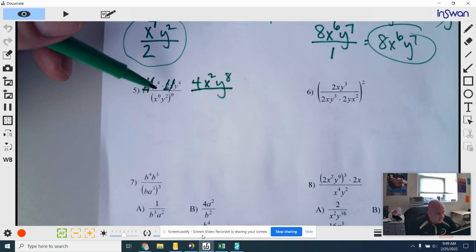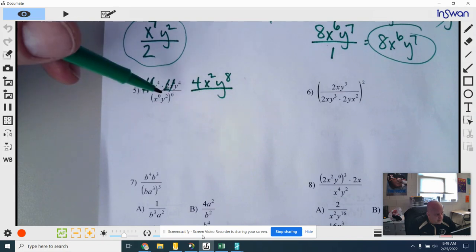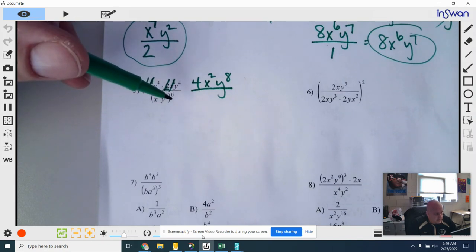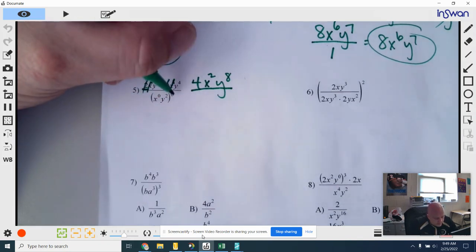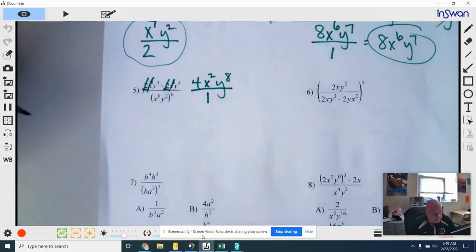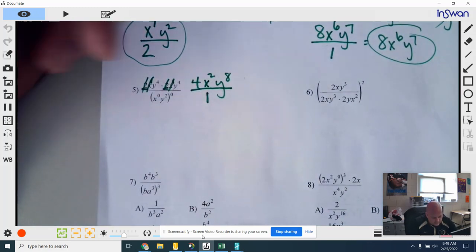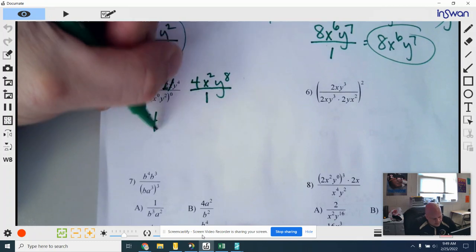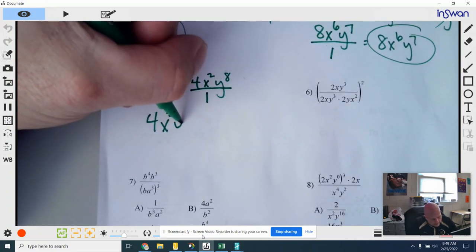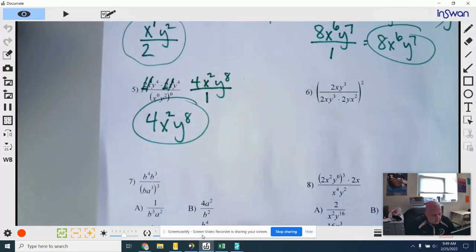Okay, check out the bottom here. This whole parentheses is raised to the 0 power. And we know anything raised to the 0 power is just 1. So that's a pretty easy one. Just rewrite it now. Again, we don't need that 1 on the bottom. Final answer, 4x squared y to the 8th.